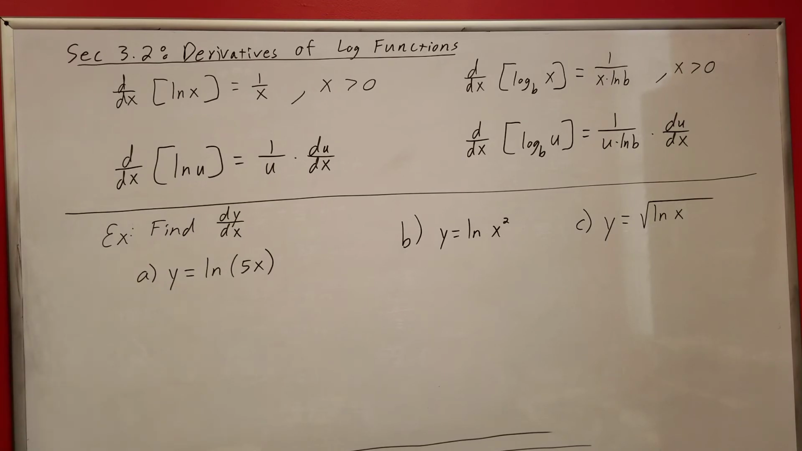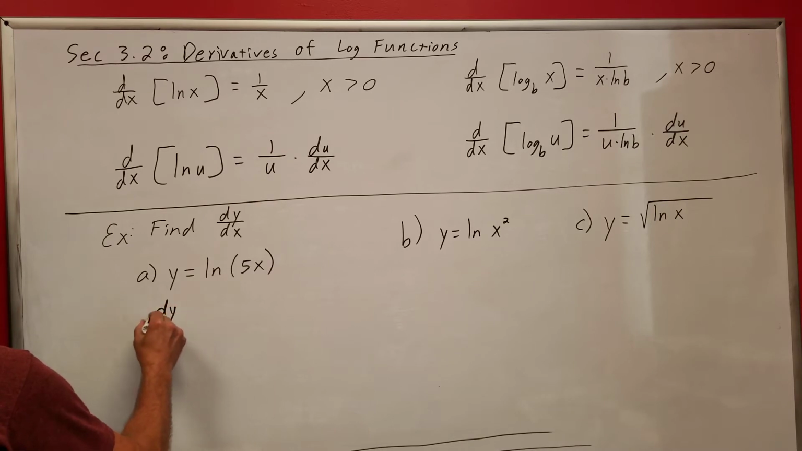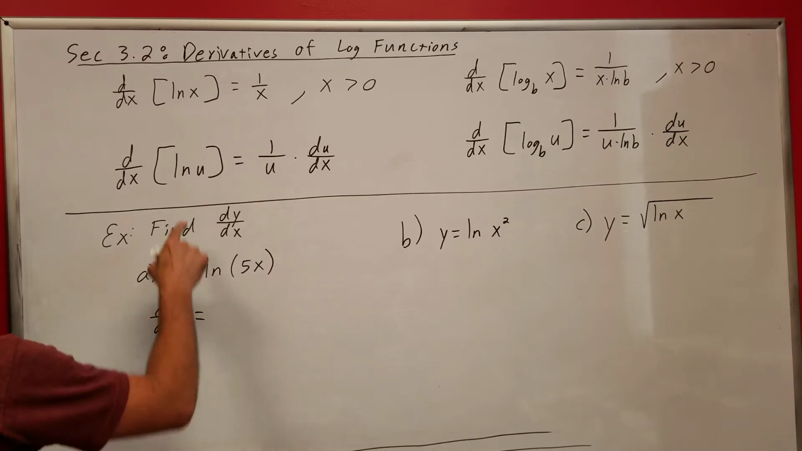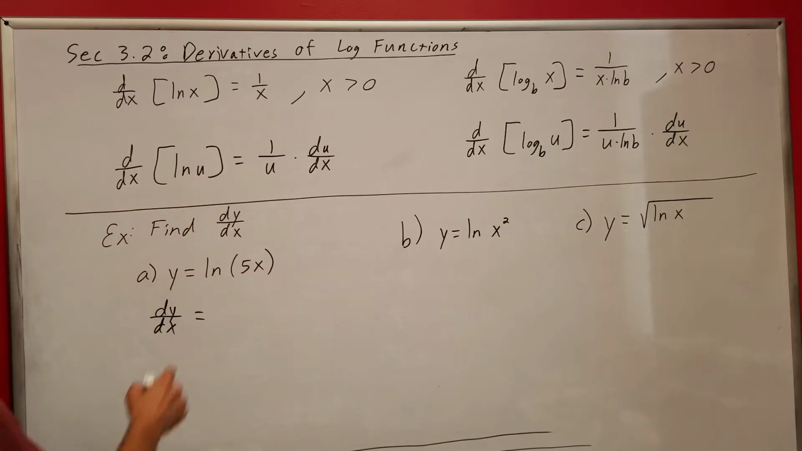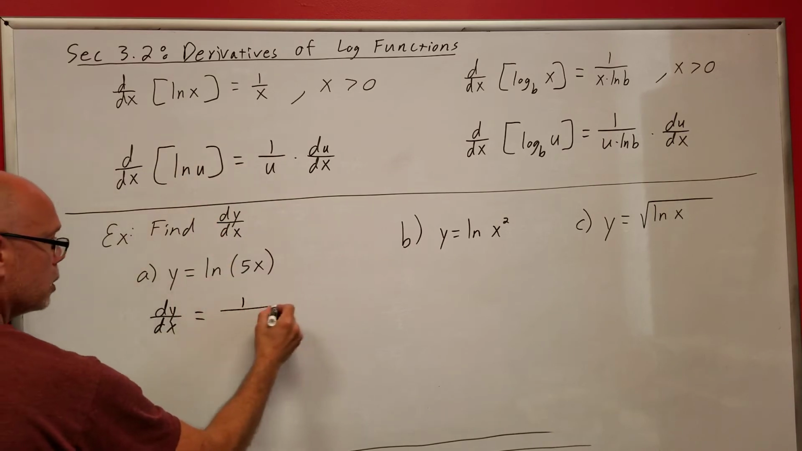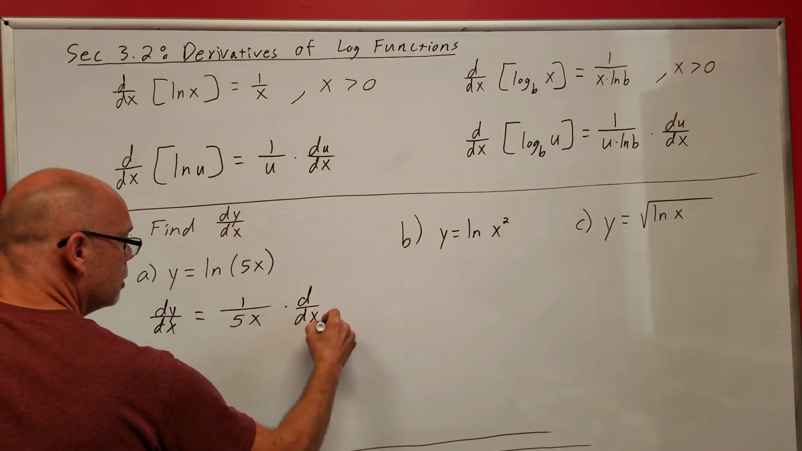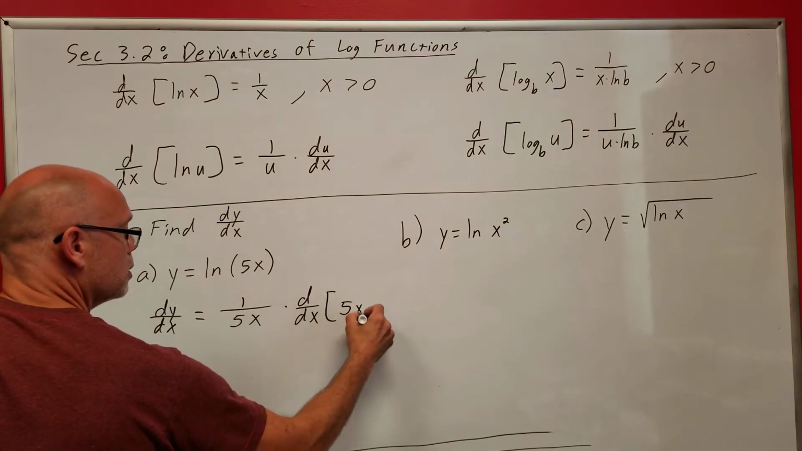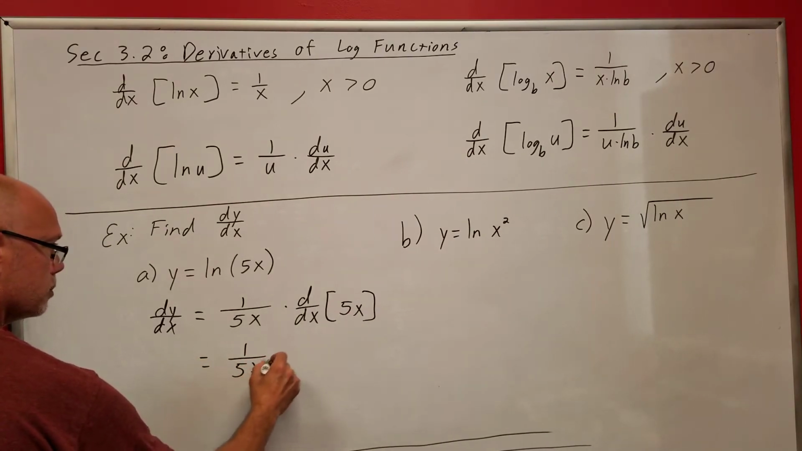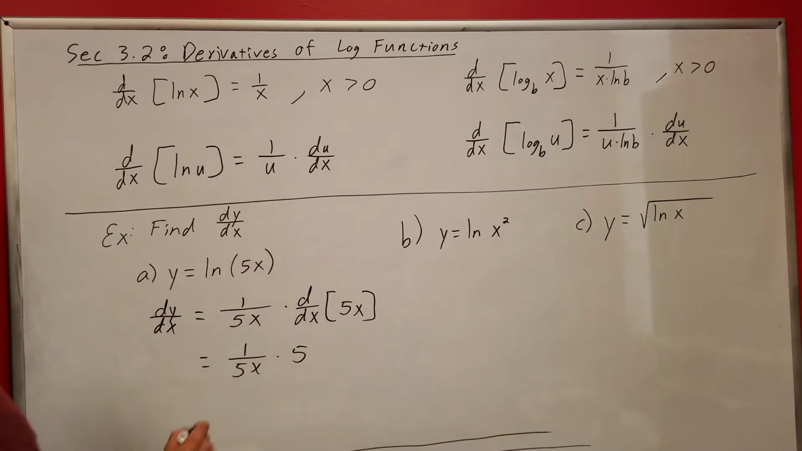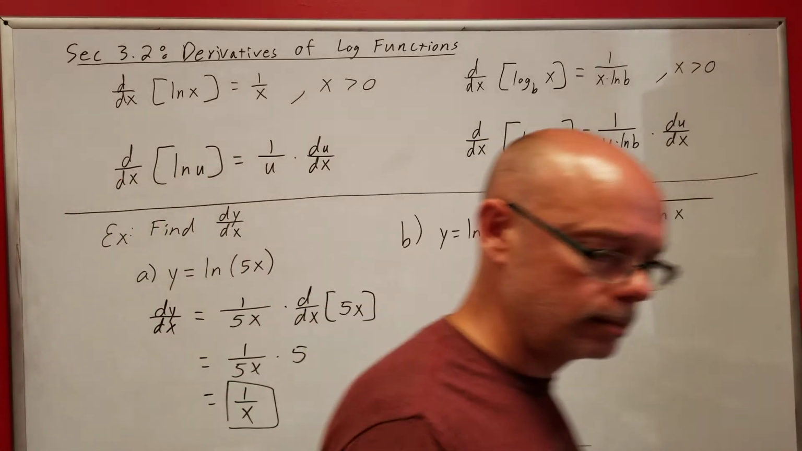All right, so let's use that here. Find dy over dx. All right, here's my function. So I'm going to have dy over dx. According to this right here, this is what I have because u is just 5x in this case. So what do I do? 1 over the argument, so 1 over 5x times the derivative of the argument, which is 5. So that'll give me 1 over 5x times 5, or could I say that's 1 over x since the 5's divide each other out? Sure could.